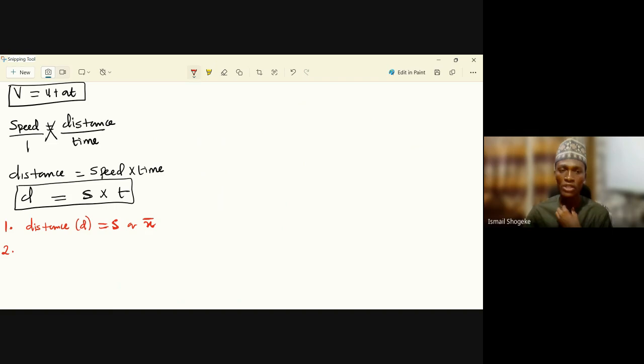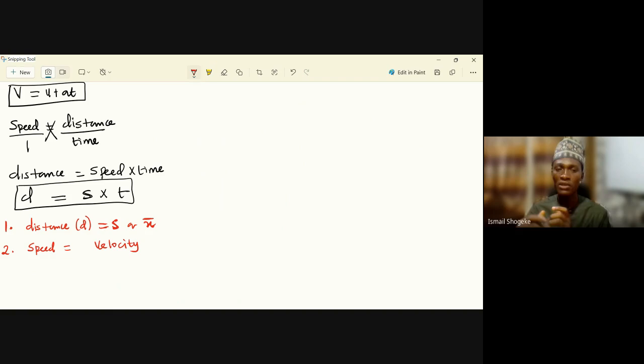Now, the second change, which is our speed. Speed is going to change to velocity. Speed and velocity in physics can be used interchangeably. They mean exactly the same thing. The only difference is that speed is a scalar quantity, while velocity is a vector quantity.